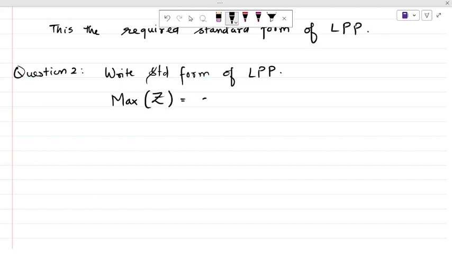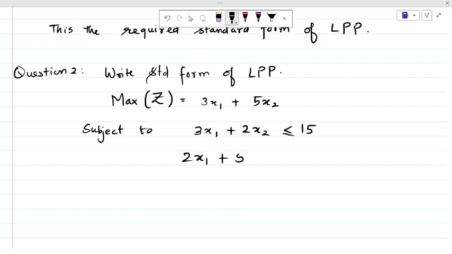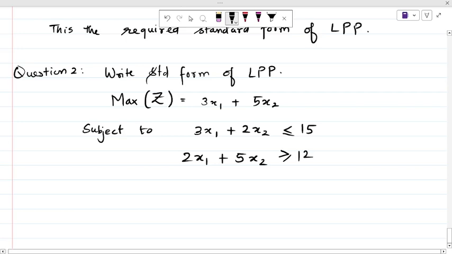Let's take: maximize z equals 3x1 plus 5x2, subject to 3x1 plus 2x2 less than or equal to 15, 2x1 plus 5x2 greater than or equal to 12, x1, x2 greater than or equal to 0.